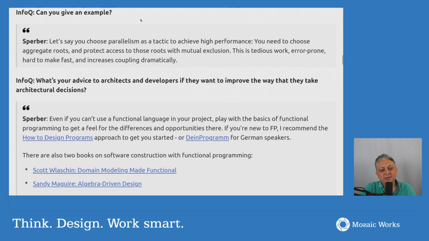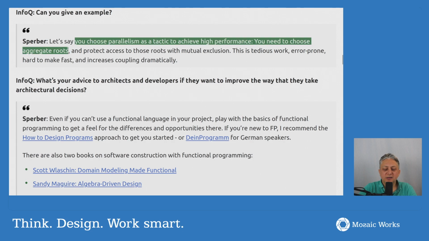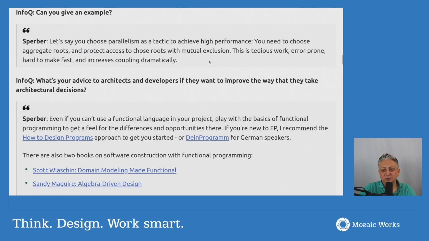Can you give an example? Let's say you choose parallelism as a tactic to achieve high performance. You need to choose aggregate roots and protect access to those roots with mutual exclusion. This is tedious work, error-prone, hard to make fast, and increases coupling dramatically. I feel that this is a very specific case. Parallelism as a tactic to achieve high performance.